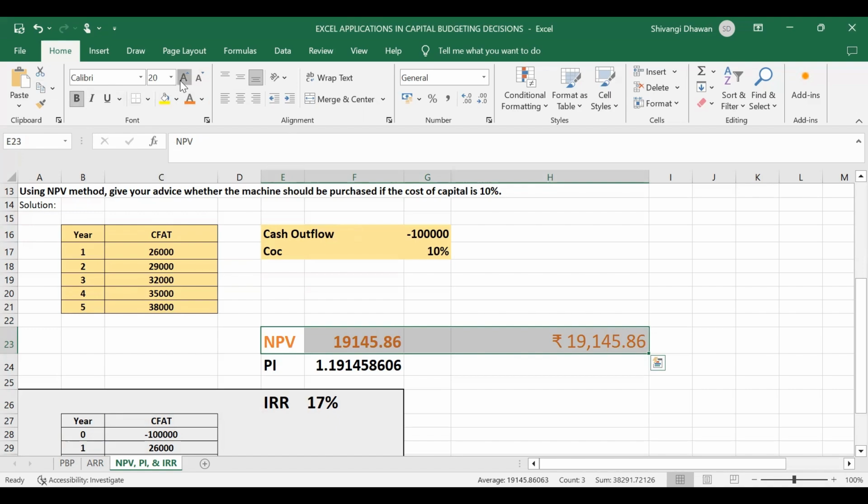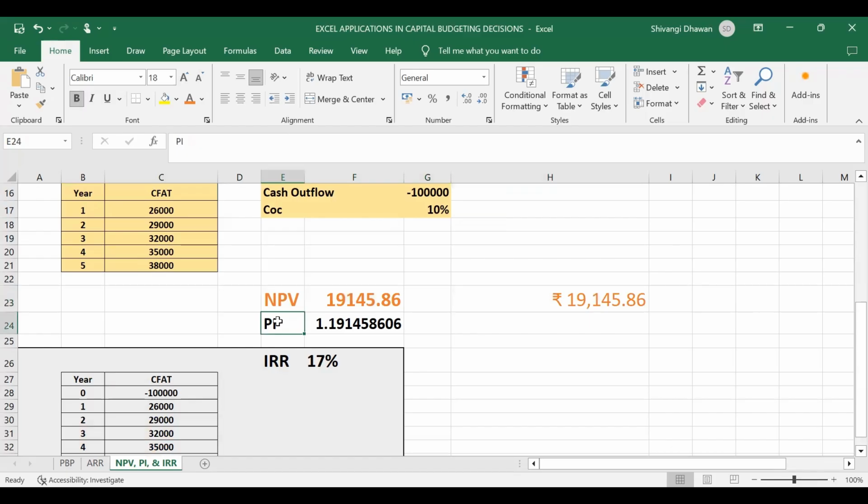I hope you understood it. Now, another technique that is known as PI is the profitability index. NPV is an absolute measure, PI is a relative measure. So the profitability index is a measure of a project's or investment's attractiveness.